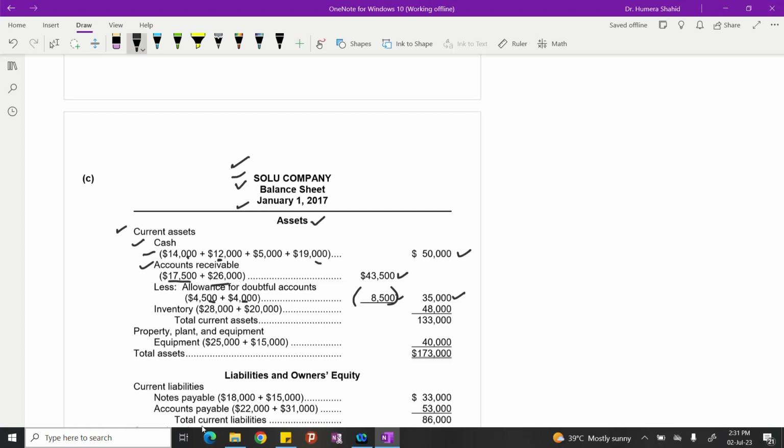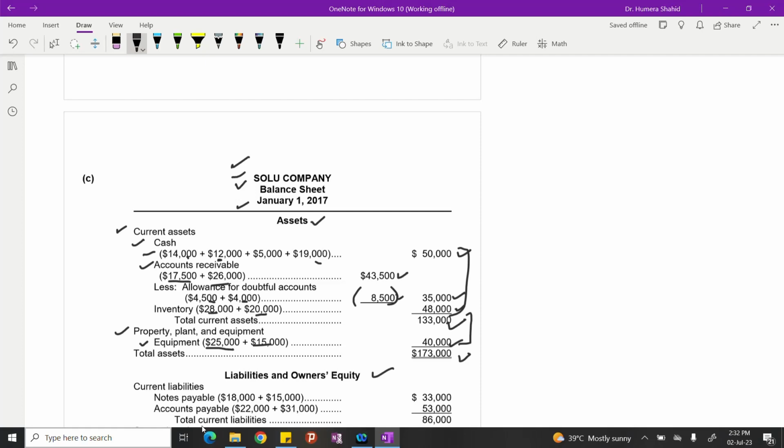Then inventory. Sorensen's inventory in the first journal entry is 28,000 and Lucas's is 20,000 in the second journal entry. When I add them, they are 48,000. So altogether the total current assets are 133,000. Then we have property, plant and equipment, and in that we have only equipment. No need to mention accumulated depreciation because we are not talking about book value, we are talking about market values. The market value for Sorensen's equipment was 25,000 and Lucas's equipment was 15,000, so the total is 40,000. When I add current assets with the non-current assets, total assets are 173,000.